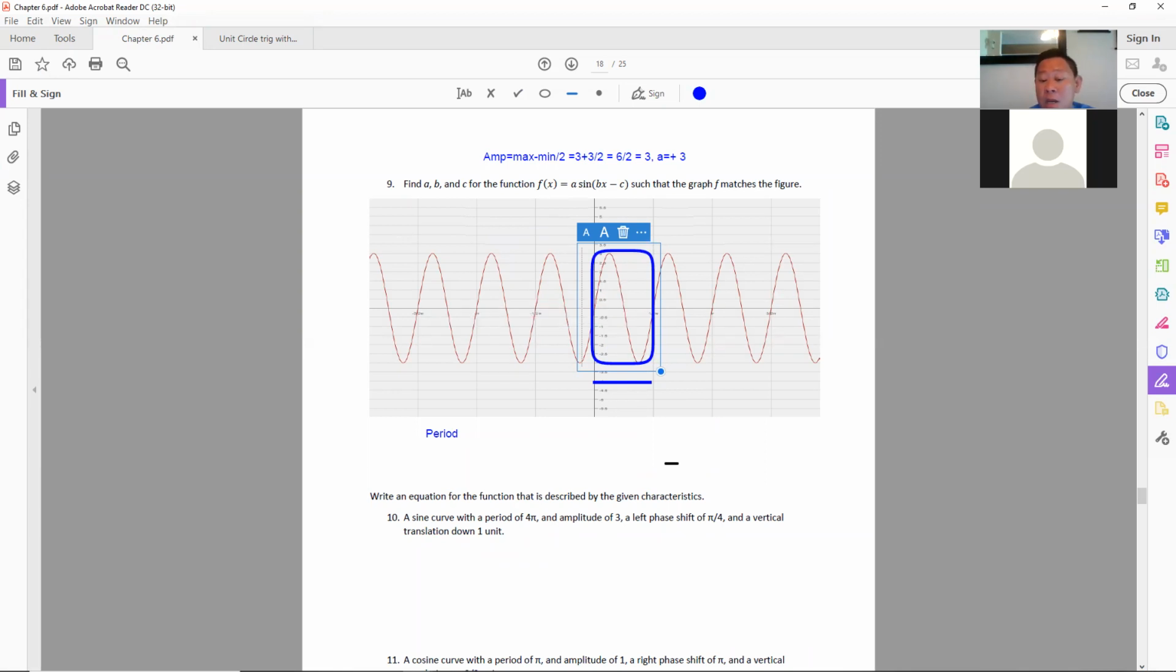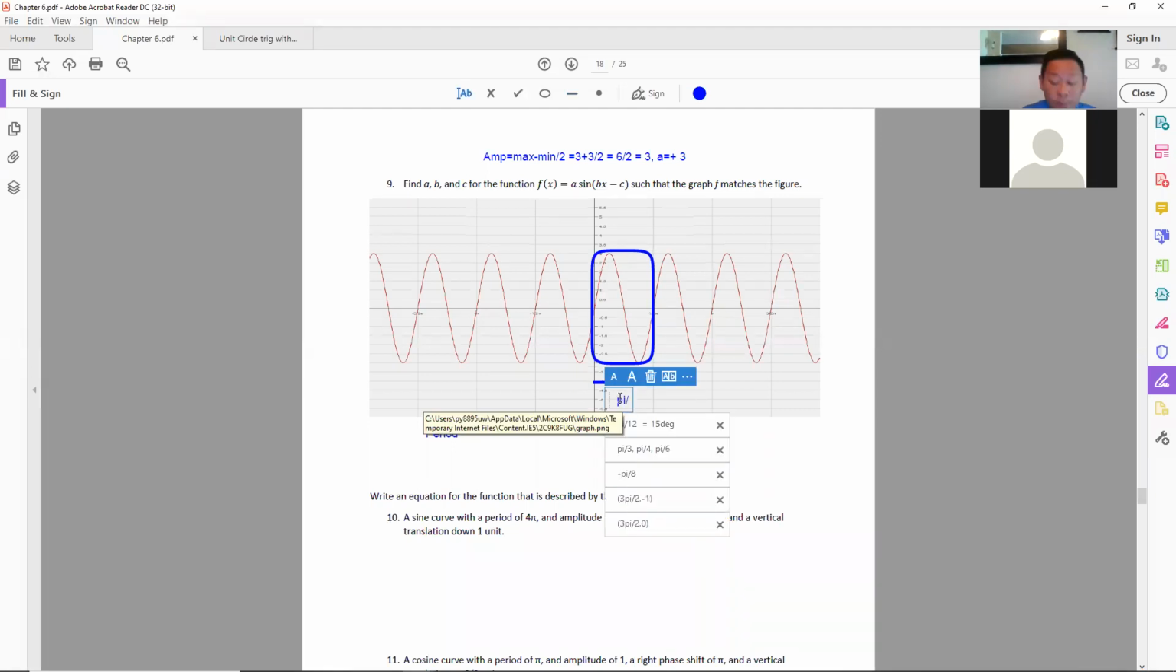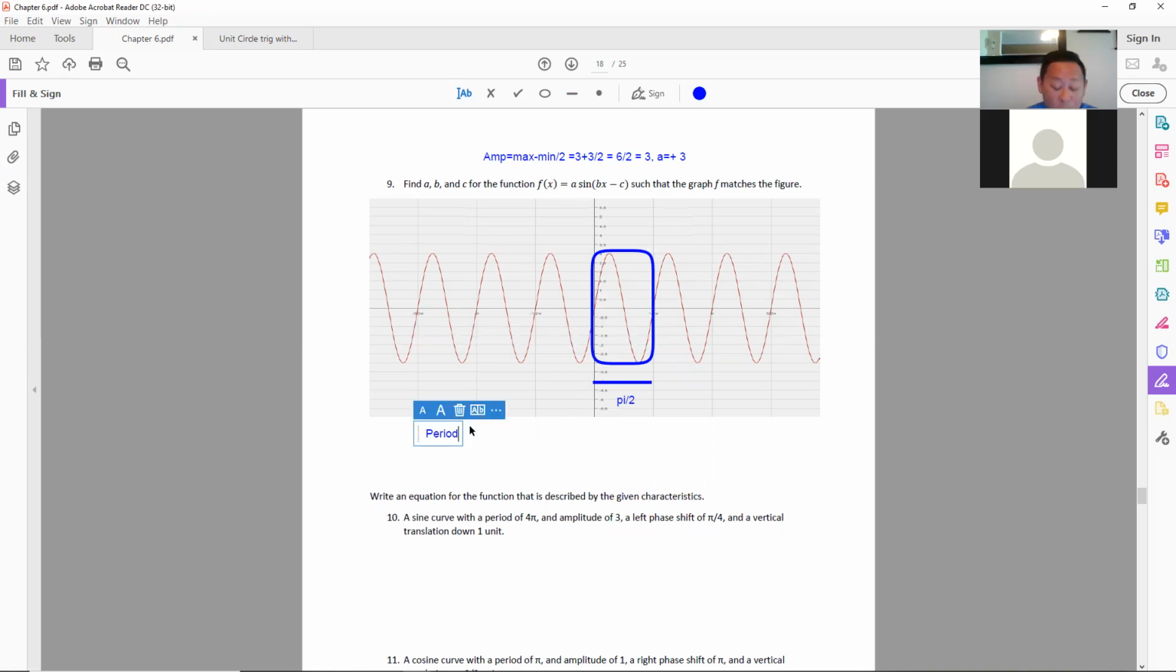Every time you do this kind of question, you only concentrate on one cycle of a sine wave. So this means that your period in this case will be pi over 2, because it goes from here and it ends over there. So that will be a period, which is pi over 2.